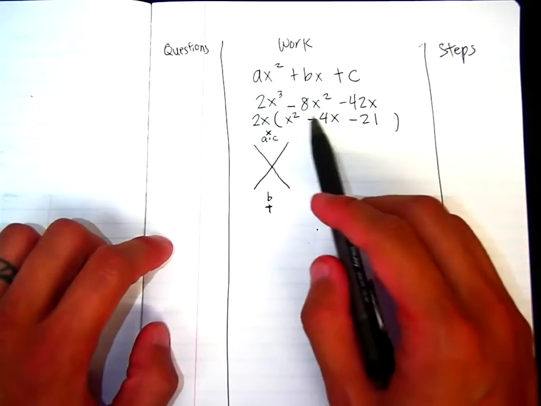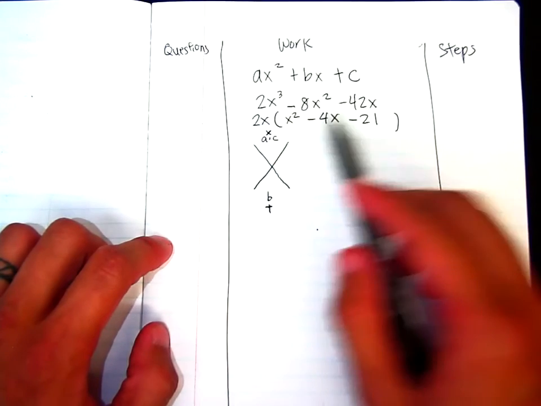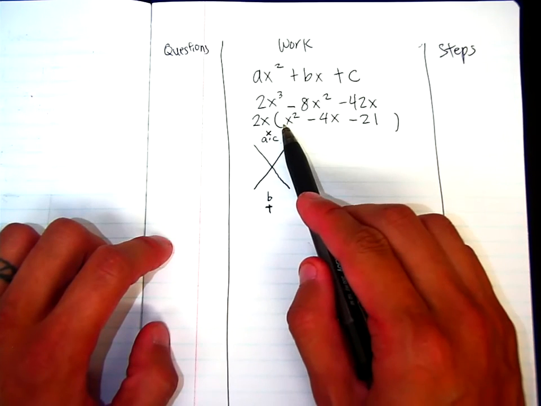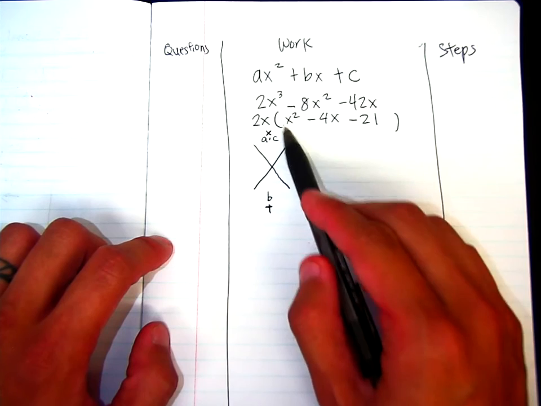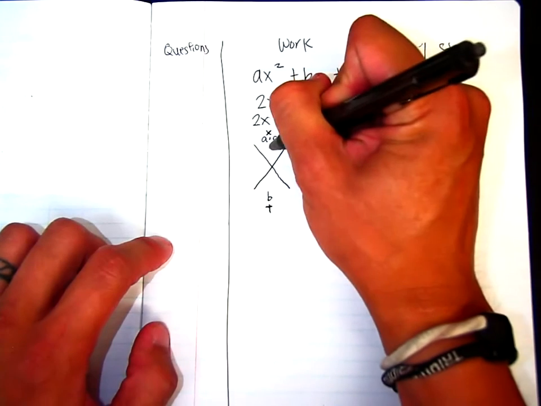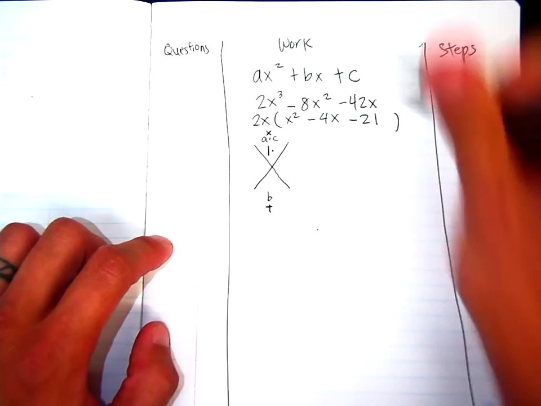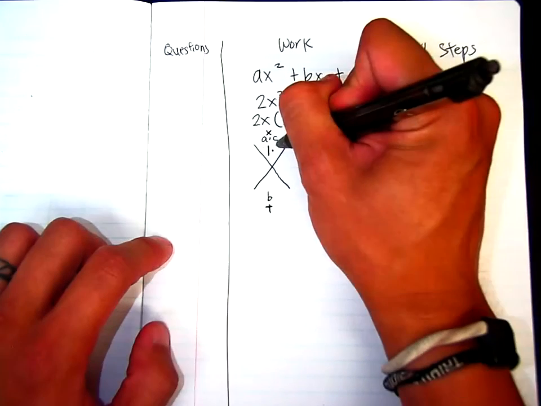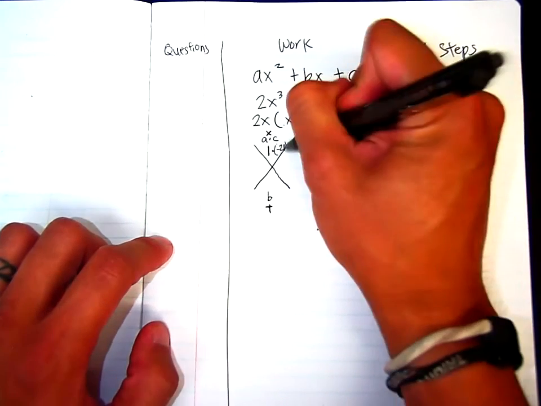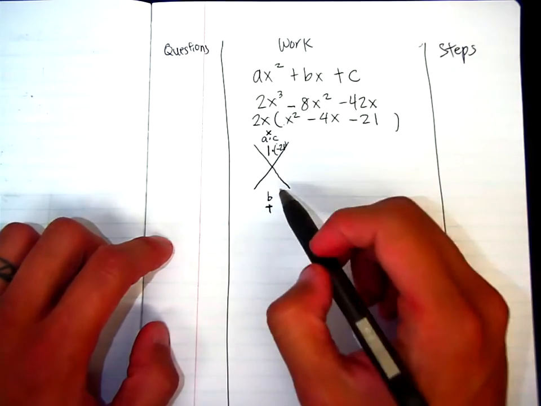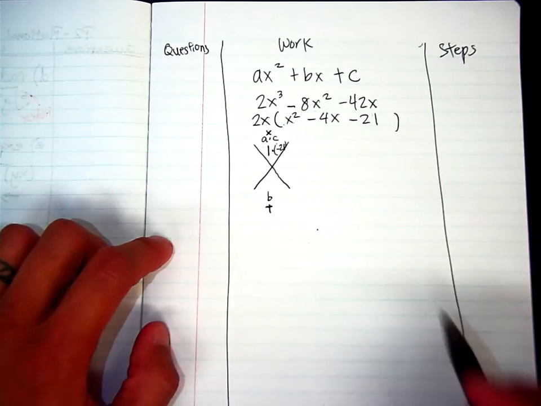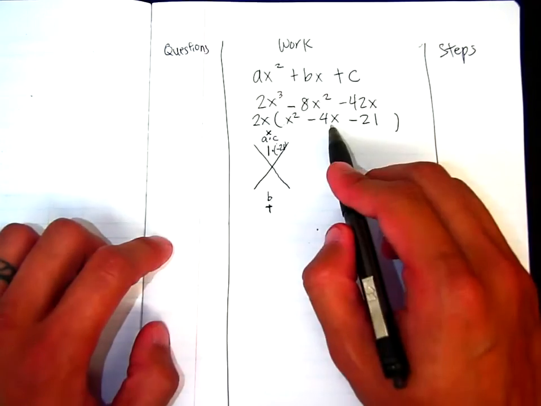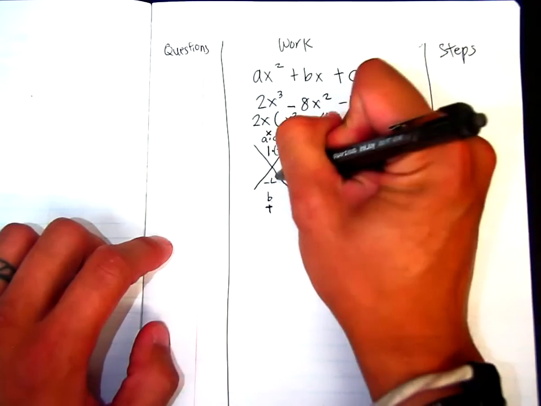So like I said before, a is the number next to x squared. Well, I'm going to ignore the 2x, so the number next to x squared is 1. So it's going to be 1 times c. C is the number all by itself, so that is negative 21. I'm also going to look at b. B is the number next to x, so that is negative 4.